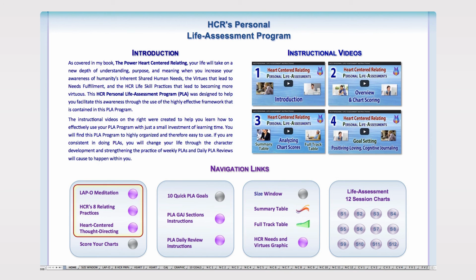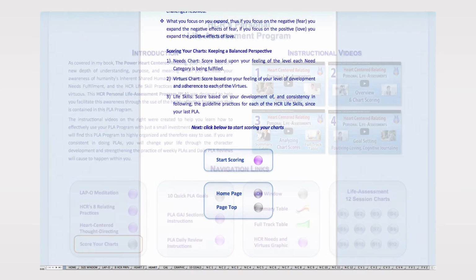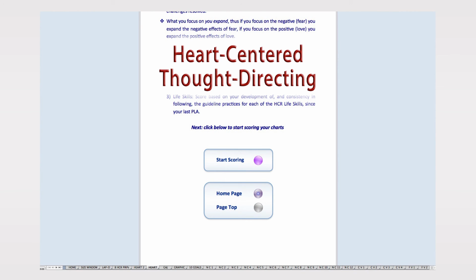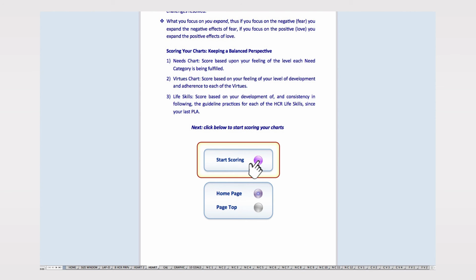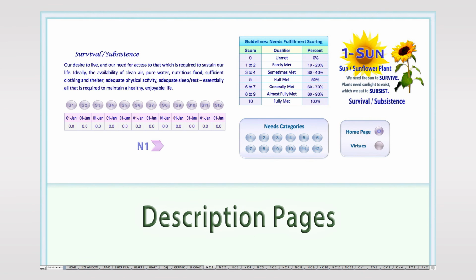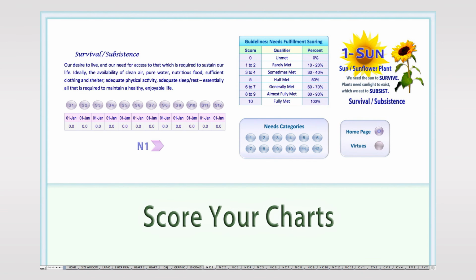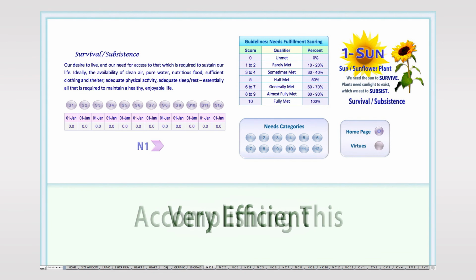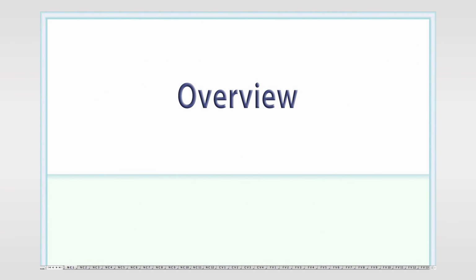Once you've completed these parts of the PLA process, you begin scoring your charts. So at the bottom of the heart-centered thought directing page, which is the last step before scoring your charts, you will click on the Start Scoring button, which will take you to the first description page. It is on the description pages that you score your charts, and as you will see, this is a very efficient way of accomplishing this. I'll explain this page a section at a time.